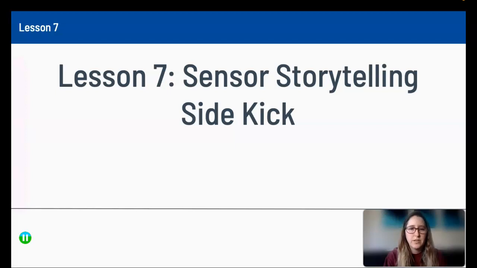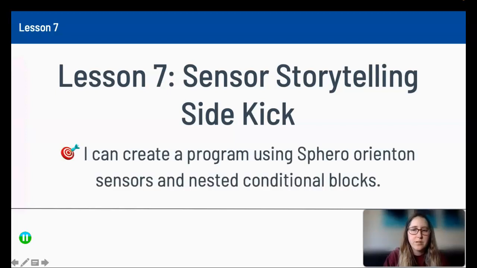Hi everyone, so today we're going to talk about what Lesson 7 entails and how you can program your SpheroBolt using orientation sensors and nested conditionals to help you tell a story.